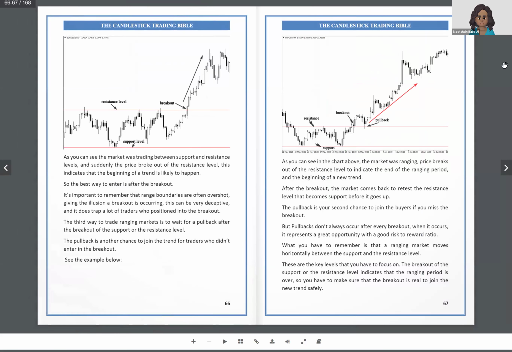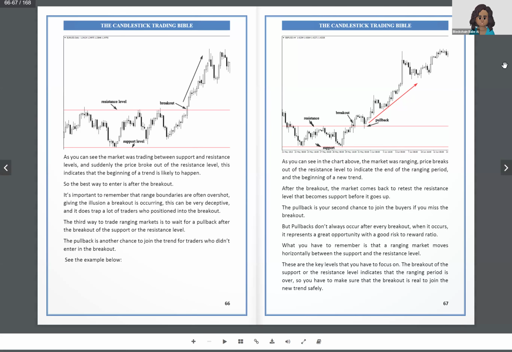I got to make sure I keep up with time. Okay. As you can see, the market was trading between support and resistance levels, and suddenly the price broke out of the resistance level. This indicates that the beginning of a trend is likely to happen. So the best way to enter is after the breakout. It's important to remember that range boundaries are often overshot, giving the illusion a breakout is occurring. This can be very deceptive, and it does trap a lot of traders who positioned into the breakout.